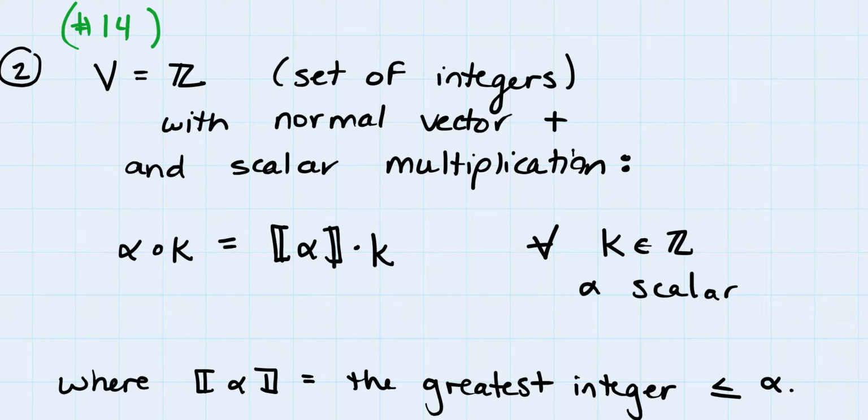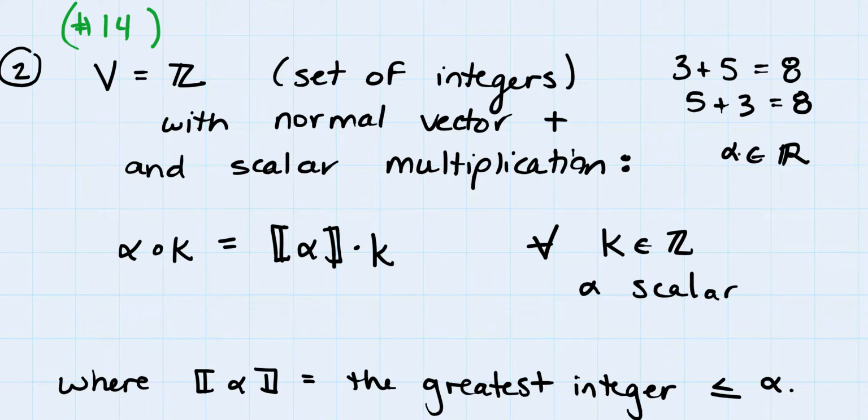We're going to look at one more non-example of a vector space. Suppose V is the set of integers, and this set has normal vector addition, meaning that we add two integers just like we would do normally. 3 plus 5 is equal to 8, which is the same thing as 5 plus 3. But our scalars, remember, if I don't say where they're coming from, you assume that they're coming from the real numbers.